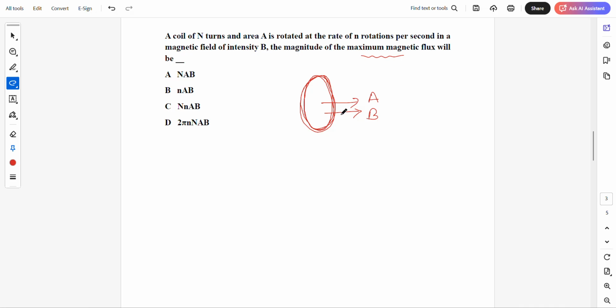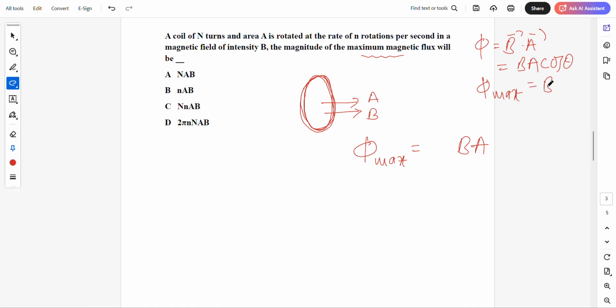Now, what is the maximum flux? Maximum flux is given by B into A. We know that phi is equal to vector B dot vector A, that is equal to BA cos theta. Phi is maximum when theta is 0, that is B into A.